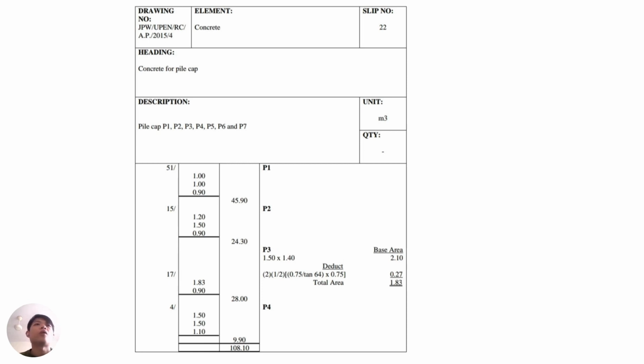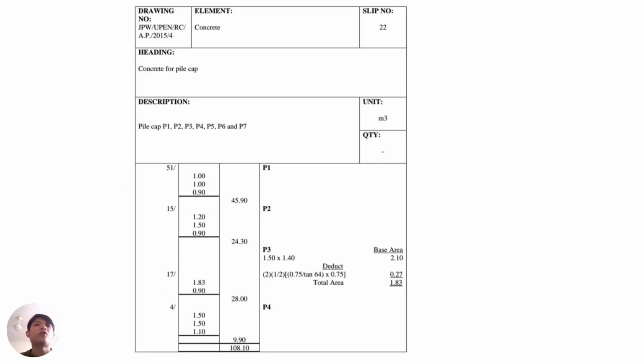Then the last step is the concrete for pile cap P1 until P7. Concrete for the pile cap is determined by the volume of the pile cap. For the example of P1 over here, 1 meter stands for the base and the width of the pile cap, and 0.9 is the depth or the height of the pile cap. So for the P1, the total volume of 51 P1 is equal to 45.90.